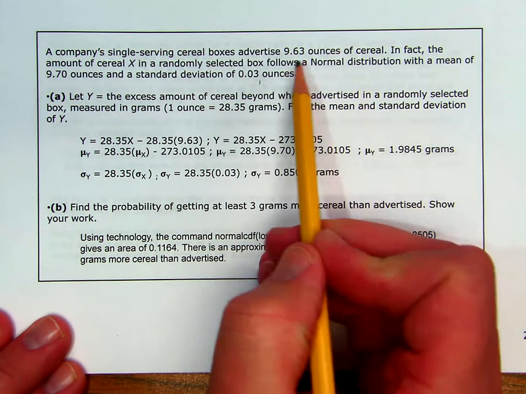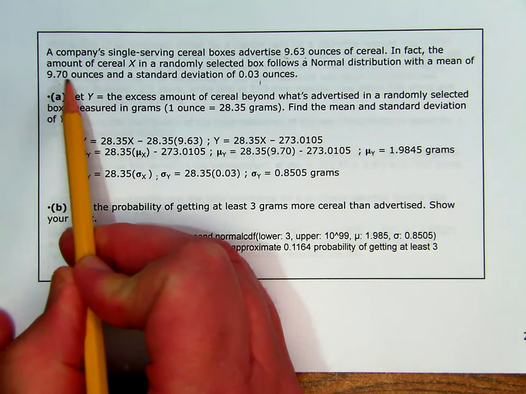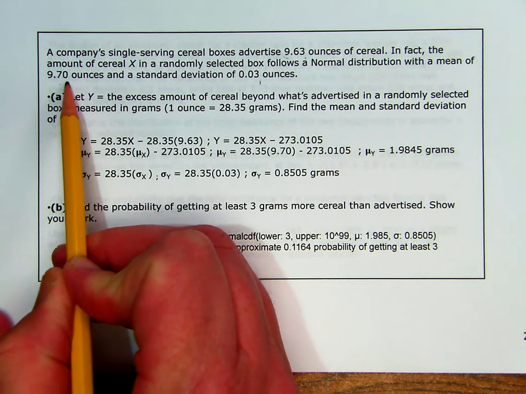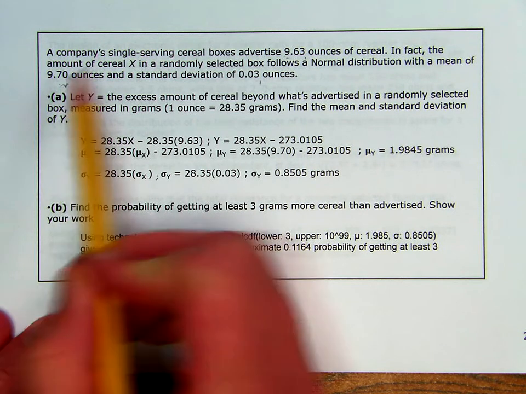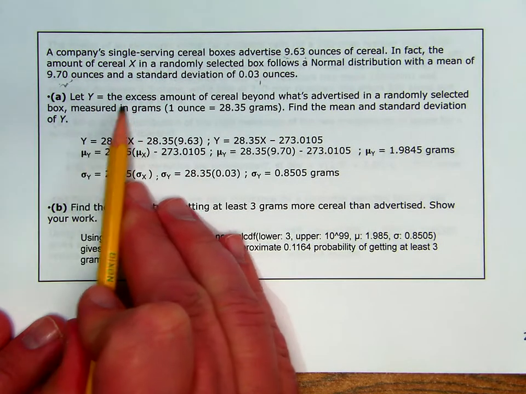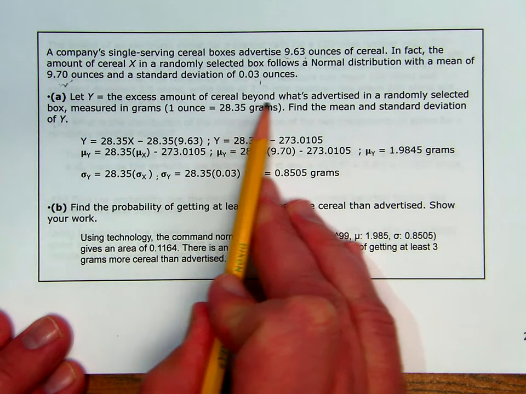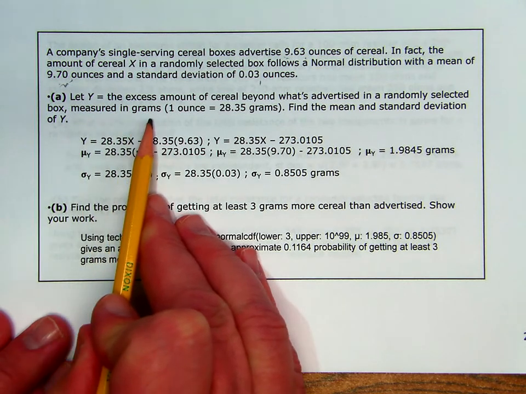So they're on the safer side in terms of what they're advertising, but usually there's more. That would be good business practice because you don't want to be accused of having less. If you're not going to be able to hit that exactly, better to have it a little bit more than a little bit less. All right, let Y equal the excess amount of cereal beyond what's advertised in a randomly selected box measured in grams.